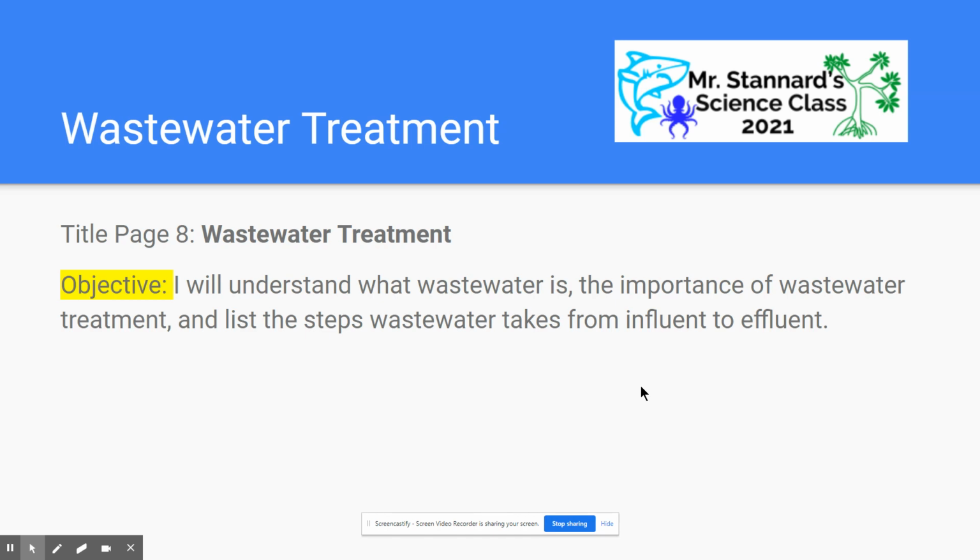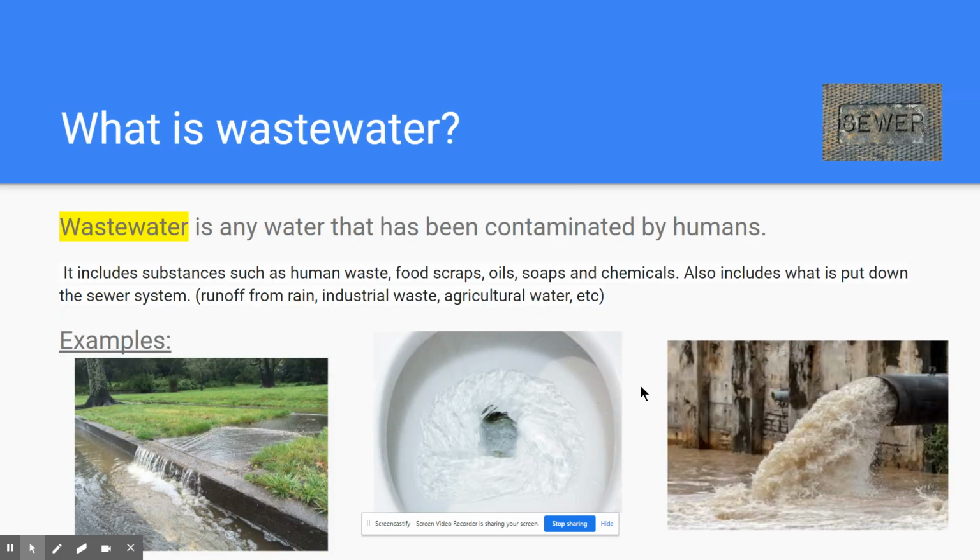So again, today you will understand what wastewater is, the importance of wastewater treatment, and you'll be able to list the steps that wastewater takes to go from influent to effluent water. So the first thing is, what is wastewater?